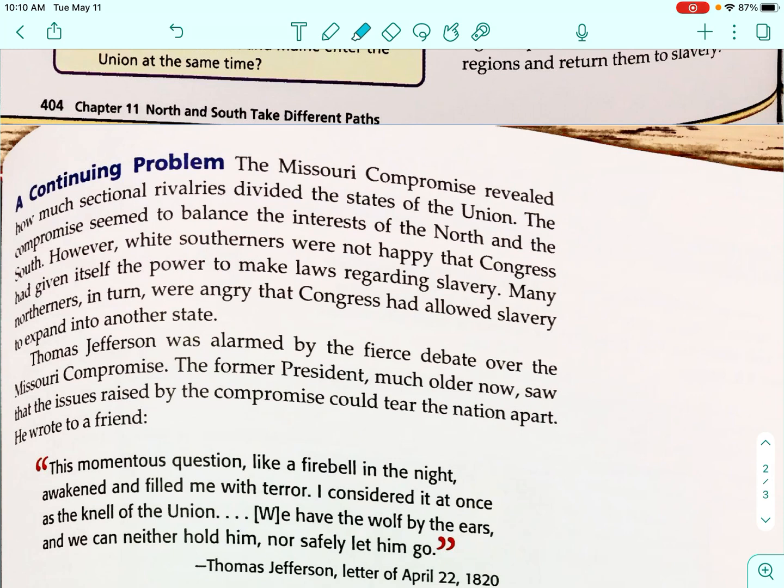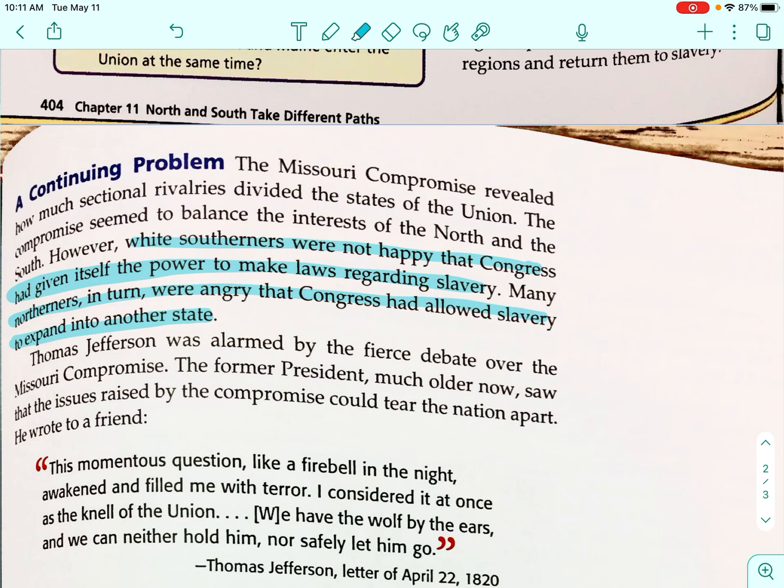So in the box it says, what do you think was the effect? You had 2 effects. In the South, they weren't happy that Congress made laws regarding slavery because they were afraid of what that could mean in the future. However, in the North, and this also goes in the same box, Northerners were angry that Congress had allowed slavery to expand into yet another state. So those were your two effects of this compromise. So we start to see differences or rivalries, divisions between the South and the North based on this specific piece of law.